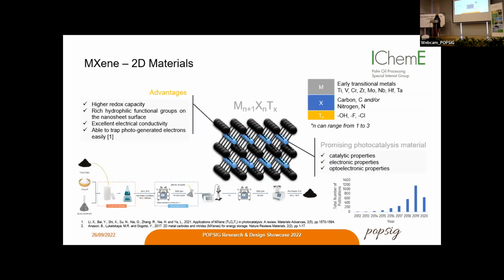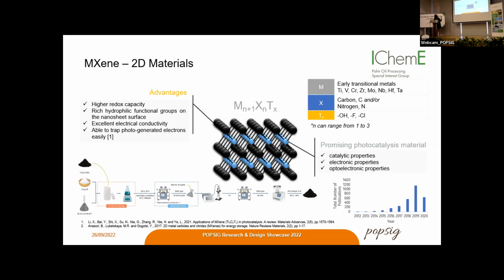There are many photocatalytic materials in the world, and 2D materials have attracted a lot of attention throughout the past few decades. Some examples of 2D materials are graphene, hexagonal boron nitride, and also MXene. MXene is a 2D material discovered in 2011, and it comes in the form of transition metal carbide.